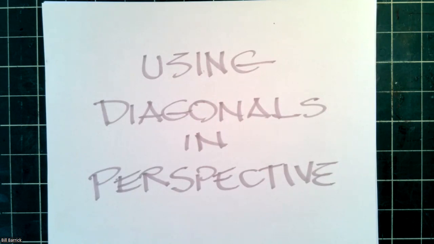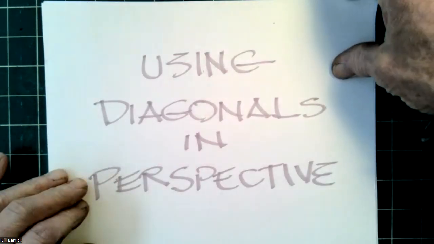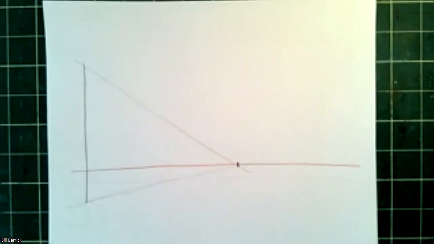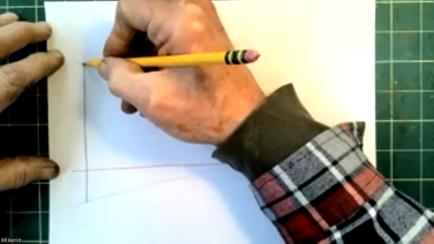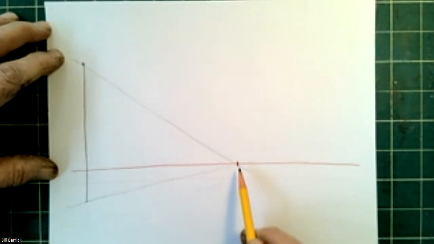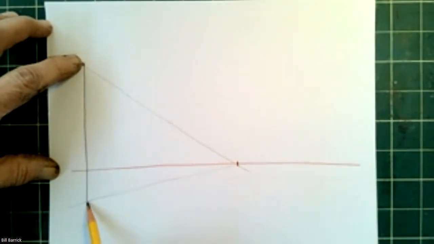This one is using diagonals in perspective, and using diagonals to estimate or delineate uniform distances in perspective. So let's get started. My first example is just a simple telephone pole. Horizon line, vanishing point. I just arbitrarily put a telephone pole in here.